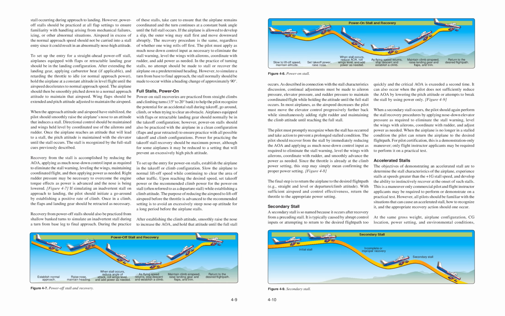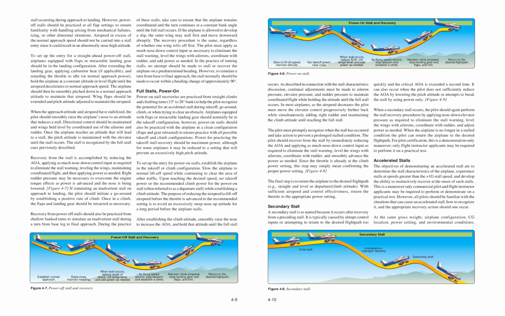Recovery from the stall is accomplished by reducing the AOA, applying as much nose-down control input as required to eliminate the stall warning, leveling the wings, maintaining coordinated flight, and then applying power as needed. Right rudder pressure may be necessary to overcome the engine torque effects as power is advanced and the nose is being lowered. Figure 4.7. If simulating an inadvertent stall on approach to landing, the pilot should initiate a go-around by establishing a positive rate of climb.